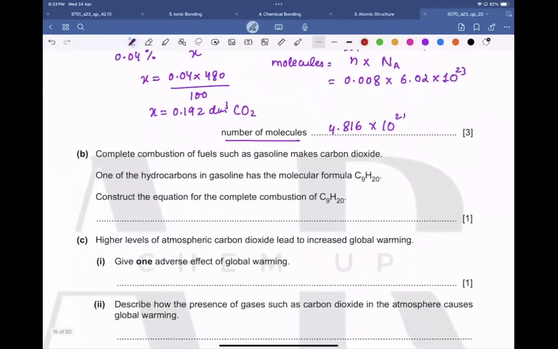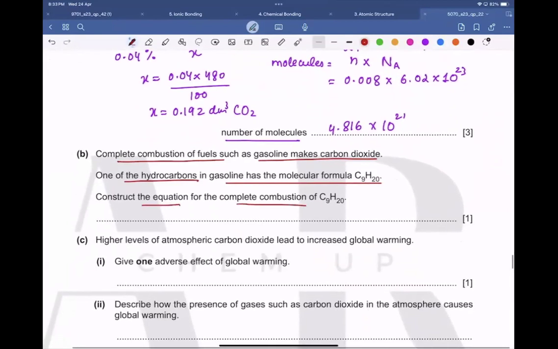Now B part. Complete combustion of fuel such as gasoline makes carbon dioxide. One of the hydrocarbons in gasoline has the molecular formula C9H20. Write the equation for the complete combustion of C9H20. So C9H20, for a complete combustion, is going to react with oxygen, right? And when it does complete combustion, what are the products? Carbon dioxide and water, right?